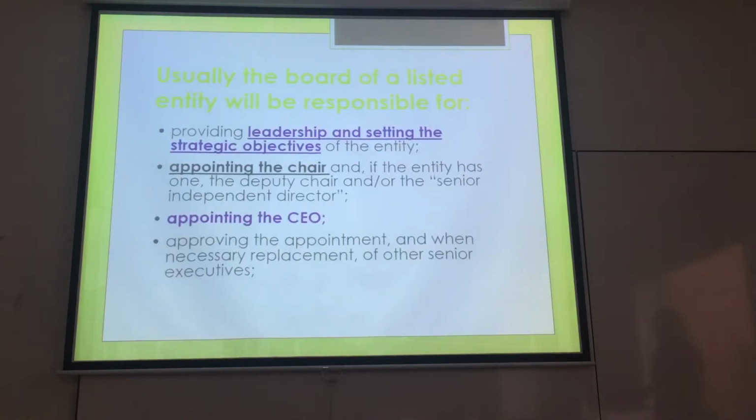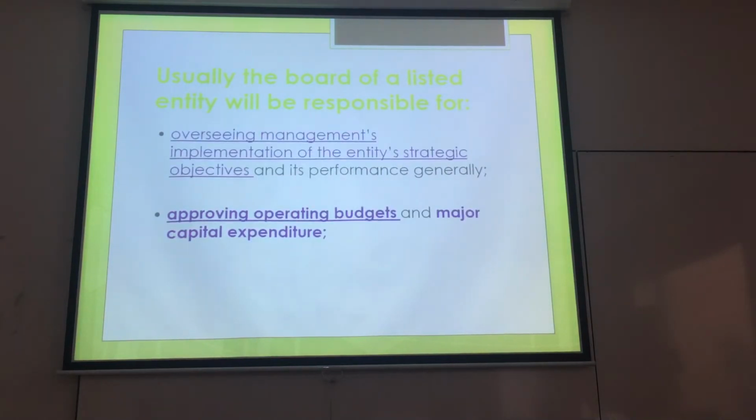Okay, so I'm not going to go through these in too much detail. Basically, the board of a listed entity is going to appoint the chair, appoint the CEO, and approve the appointment and replacement of other senior executives. They're obviously providing leadership and setting strategic objectives. This is all to do with Principle 1.